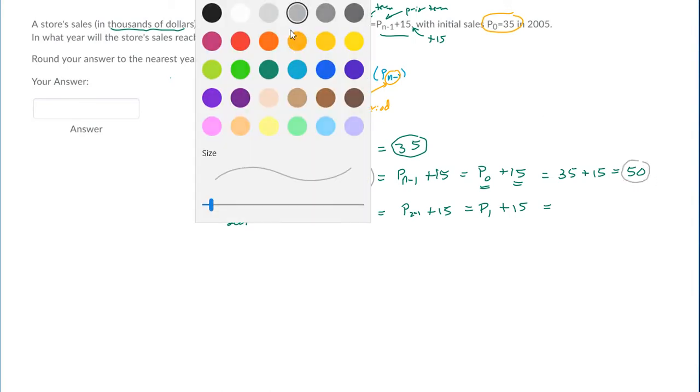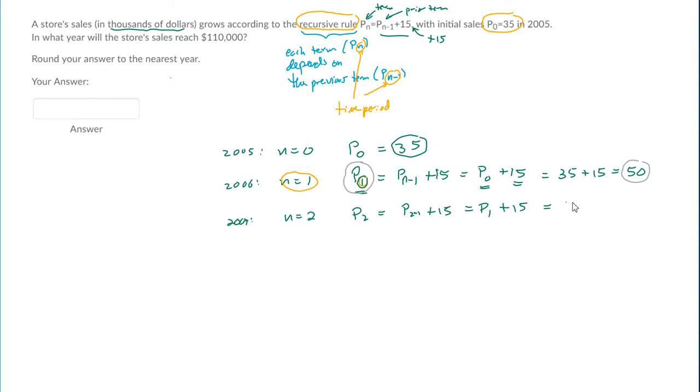So I'm getting 50 plus 15, which is 65. And we're going to keep going until we reach 110. If you keep going in this process with the numbers I have, you should see that you reach this by n equals 5.